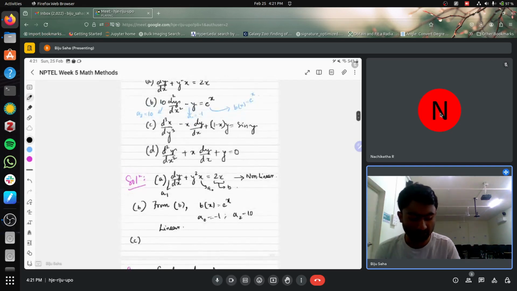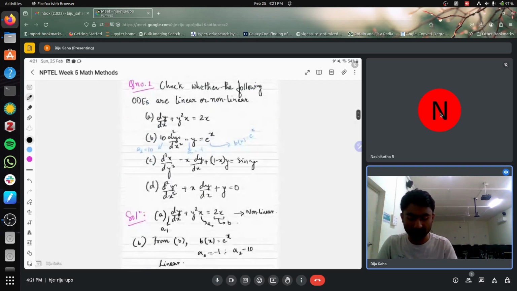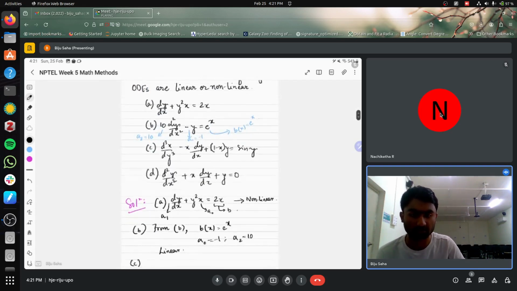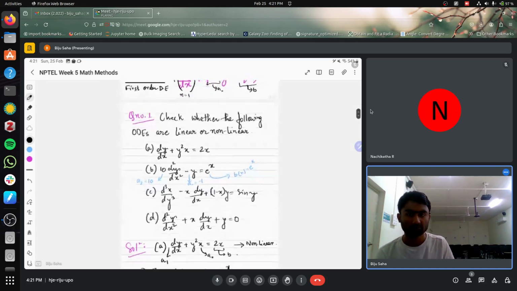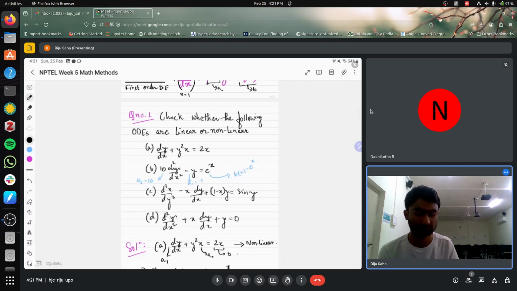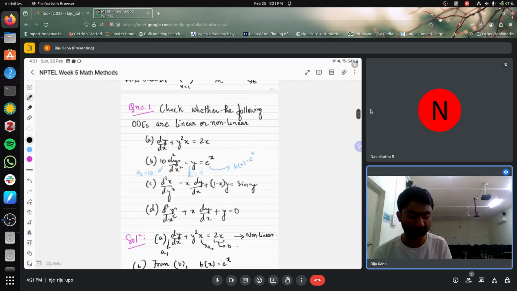Similarly, you can also speak about one C, what it is like. Can you please unmute and answer according to what you've learned so far? I can give you a hint: this part is the b part. The requirement was for b to be a function of x alone, but since here b is a function of y, that immediately confirms that this is a non-linear equation.